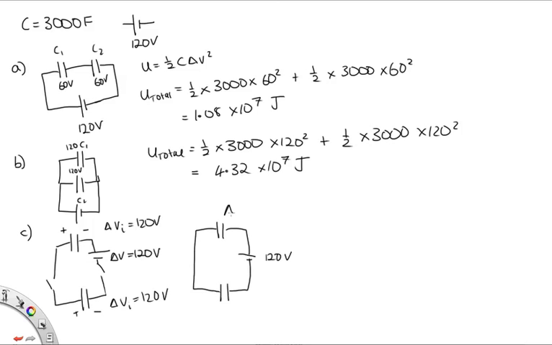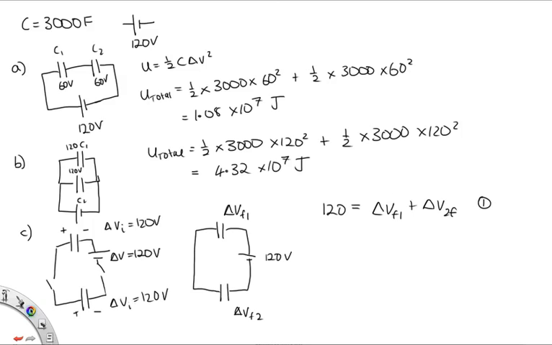So let's write this as the final voltage for capacitor 1 and we'll write this one as the final voltage for capacitor 2. We know that 120 is equal to the final voltage for capacitor 1 plus the final voltage across capacitor 2. Let's call that equation 1.